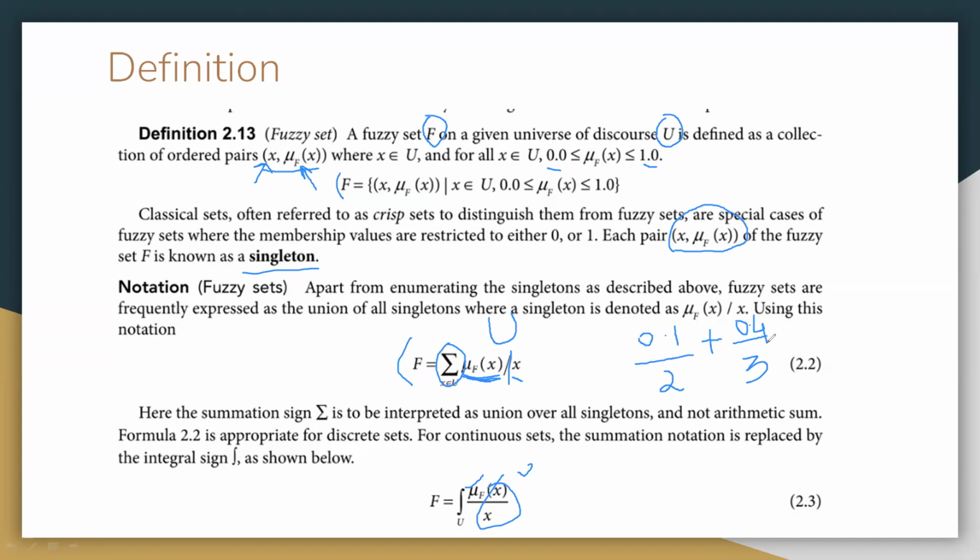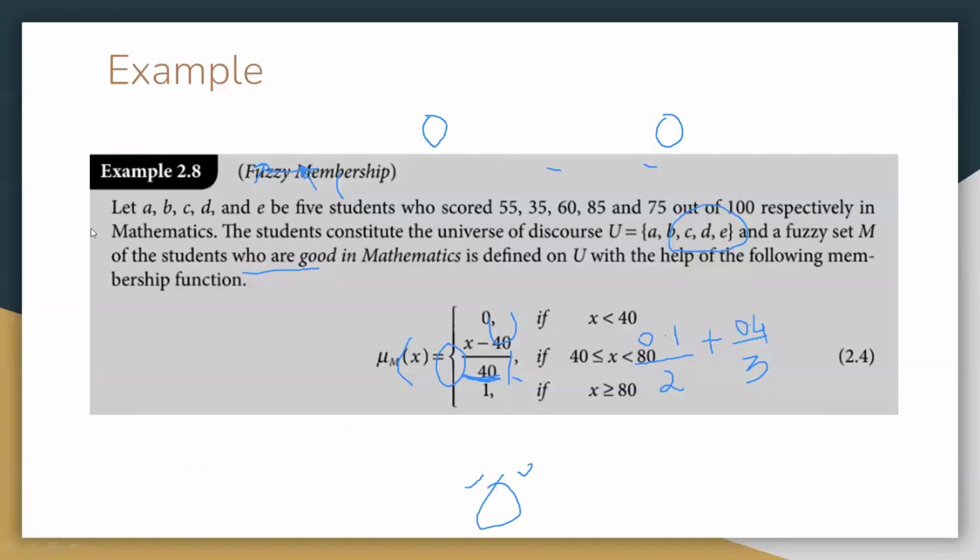So basically two ways of writing. I'll go into the detail in the next video. So the summation is basically a union over all the singletons. You're just writing it. It's not the arithmetic sum like 2 plus 3. It's just a notation showing a union of all the elements that are there in the set. Now, this is applicable for discrete sets. Suppose you have a continuous set, then the sigma will be replaced by an integral sign.